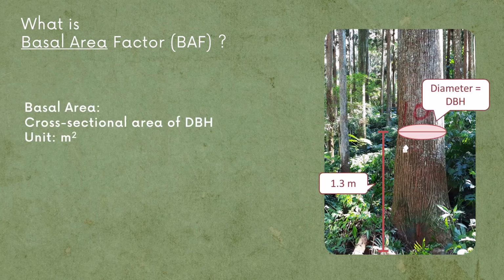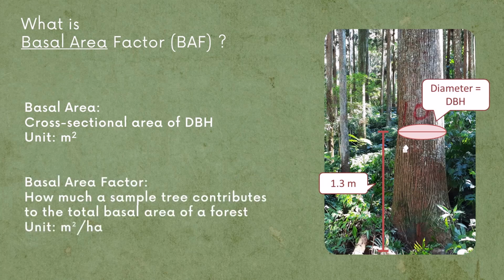The basal area is the cross-sectional area of the tree trunk at breast height, 1.3 meters, which is the area of a circle with a diameter equal to the DBH. The basal area factor tells us how much the cross-sectional area of the tree trunk contributes per hectare. In forestry, we often use units like per hectare to compare values across different forests, no matter their sizes. So, the BAF essentially indicates how much the basal area of each sample tree contributes to the total basal area of a forest, with units of square meter per hectare.